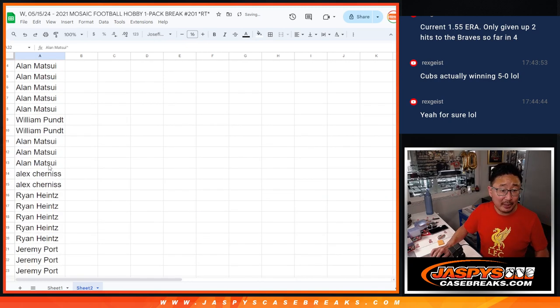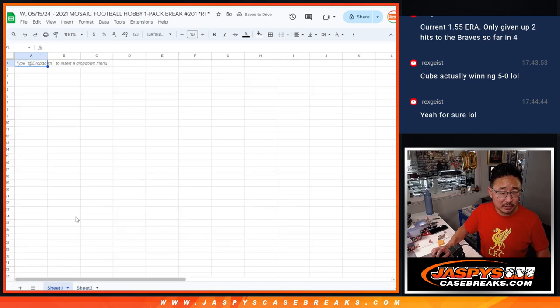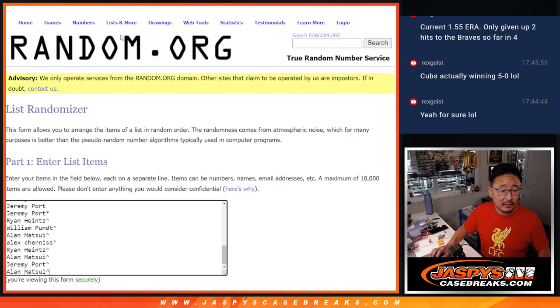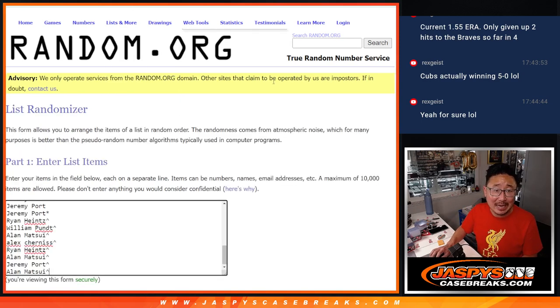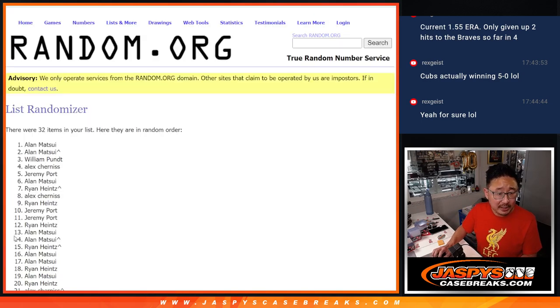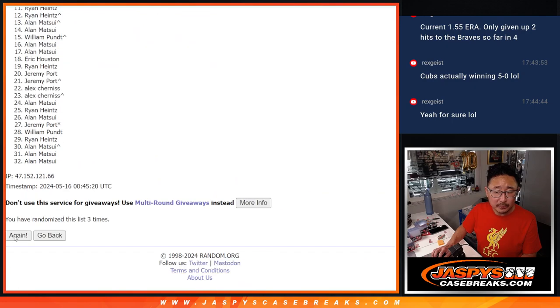Now let's do the pack break. That's our second of three dice rolls. All teams are in. Let's put your names in there. Let's roll it, randomize it. Three and a six, nine times for names and teams. Two, three.